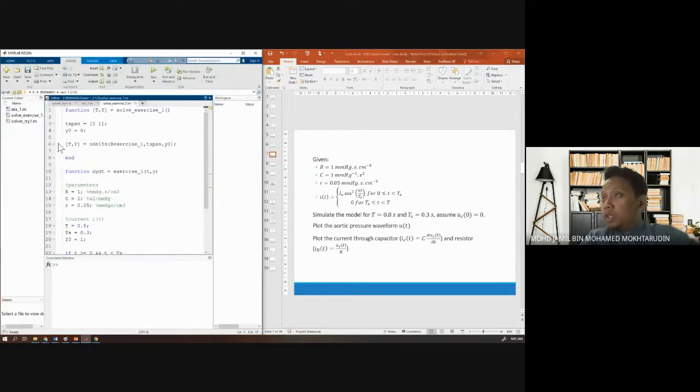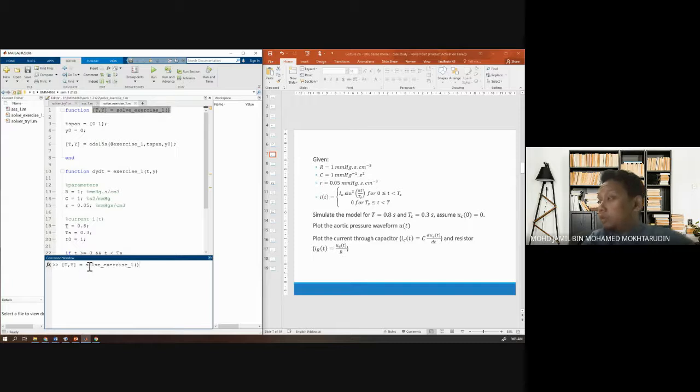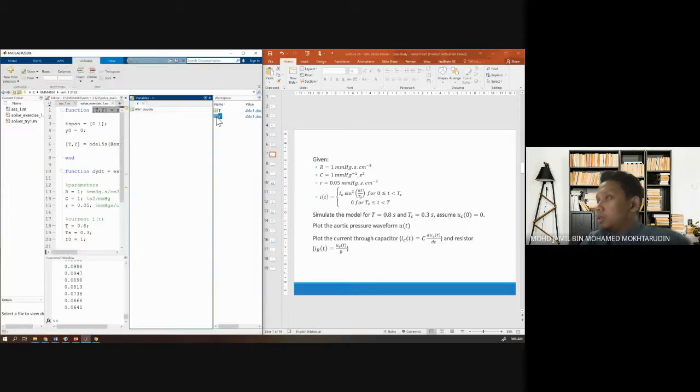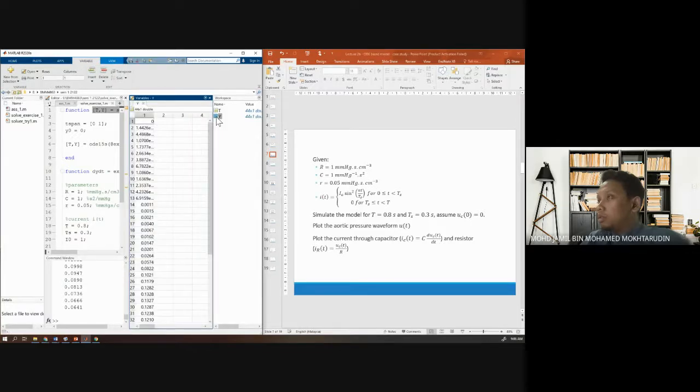Okay, so make sure you save your file in a directory that you know where you can find the file, okay? And then we can copy in the top part here and write in the command window and enter. Okay, so you get some result. So you get Y, and you get T.